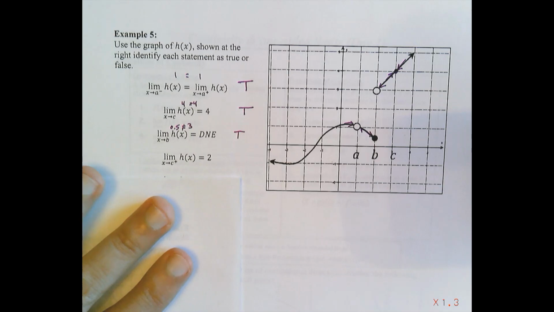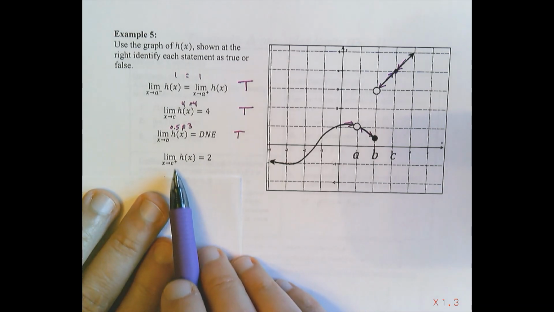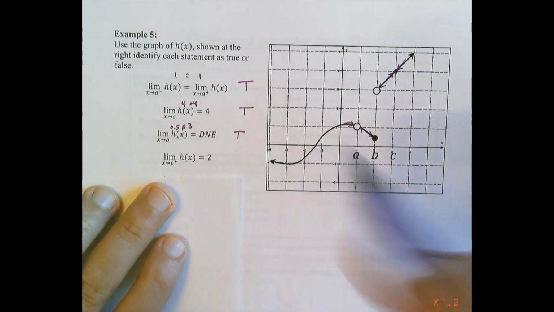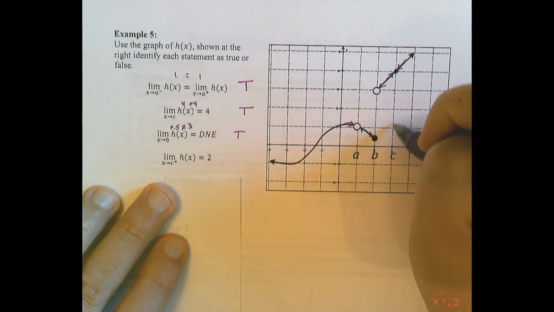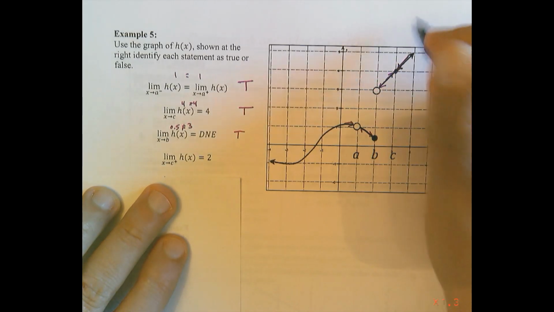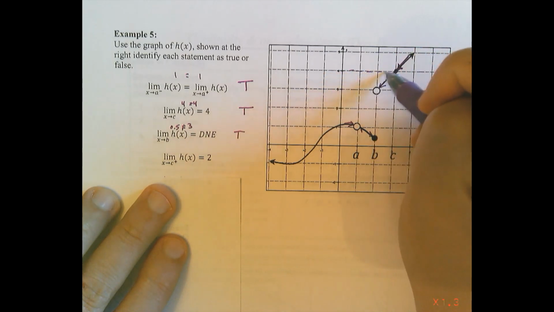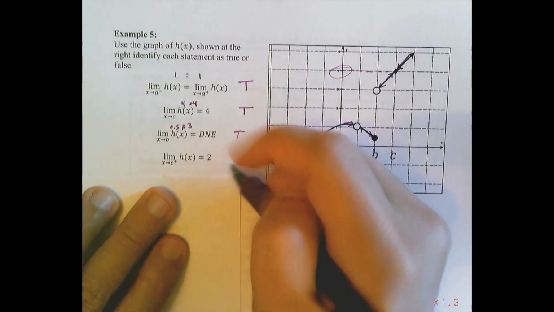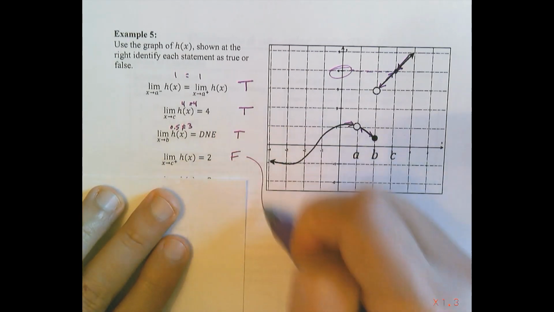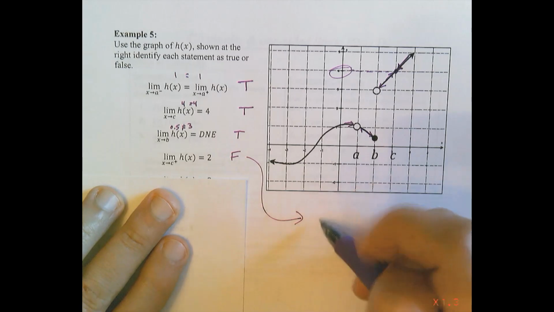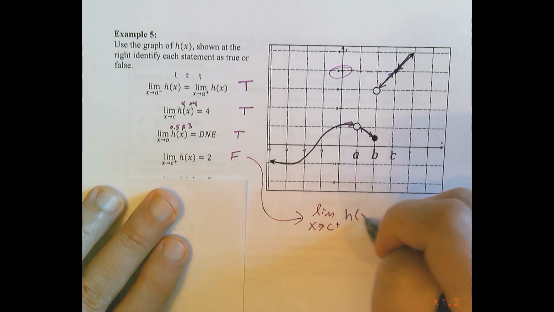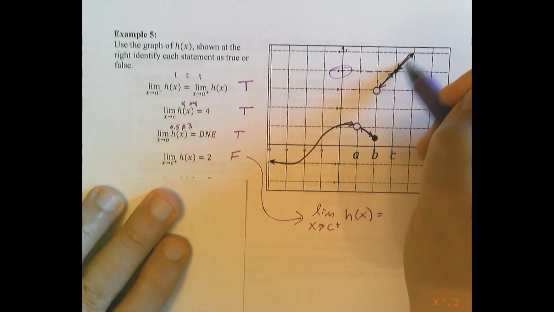Let's see if we get a false one here. Hopefully. The limit as x approaches C from the right is 2. So as we approach C from the right-hand side, we're getting closer and closer to that y value of 4. So this one is false. It should read, if we want to make it true, we would write the limit as x approaches C from the right of the function is 4.